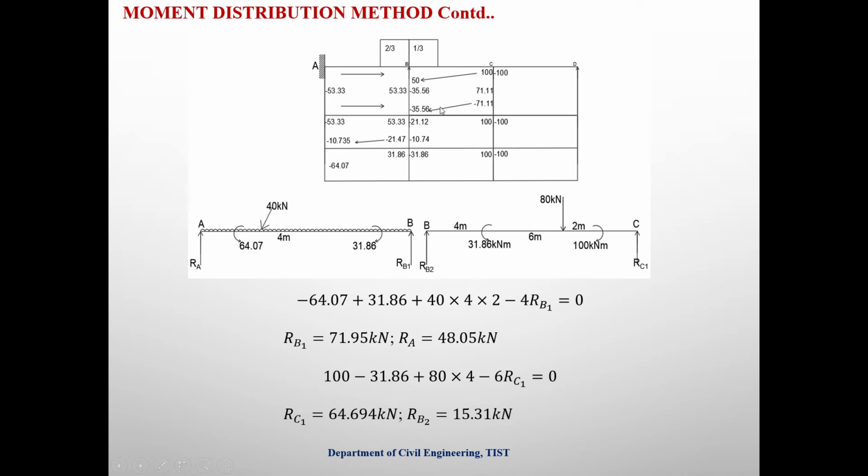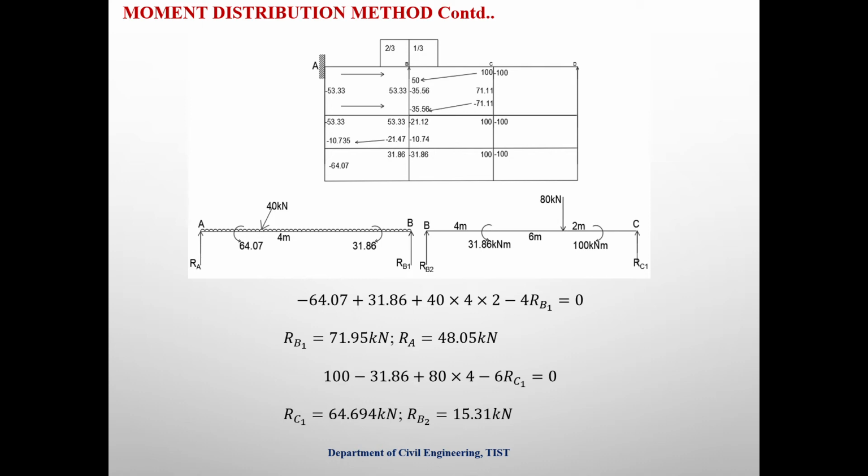That means if there is any overhanging portion, at that support we have to do two end corrections. One is due to the overhanging moment and one is due to the support moment, the fixed end moment. After completing that step, find the sum. Then we will get minus 53.33, 53.33 minus 21.12, 100 and minus 100, which means the end support conditions are satisfied.